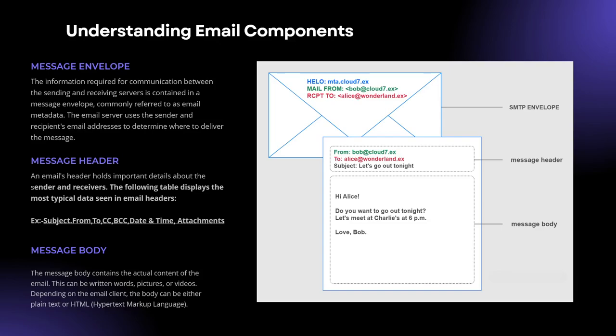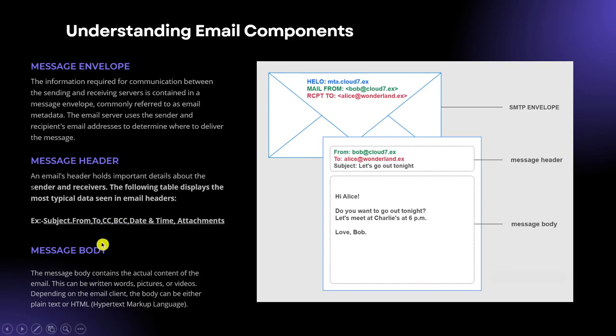Okay, so the next part is the message header. The email message header is like the envelope of a letter. It contains important information about the email, such as the sender, recipient, subject, and date. It also includes technical details about the email's journey from sender to recipient. The key things in the message header are: from address, to address, subject, return path, message ID, and received. These are the things contained in the message header.